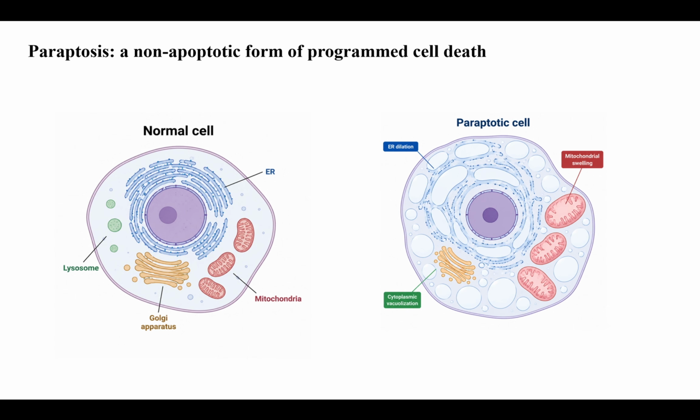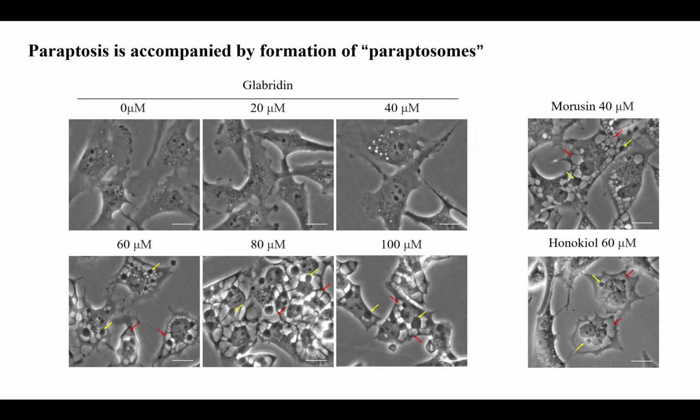But most studies have focused on the ER and mitochondria, while the Golgi's role has been less clear. In this study, we focused on Golgi remodeling during paraptosis and identified a structure that hasn't been described before. Then, during our analysis of organelle changes, we noticed something interesting.